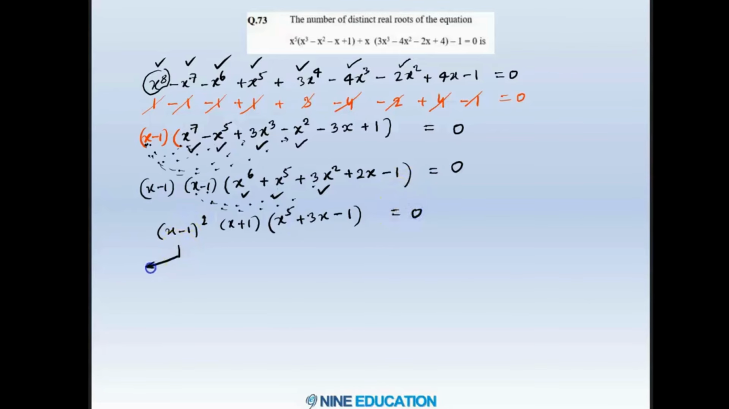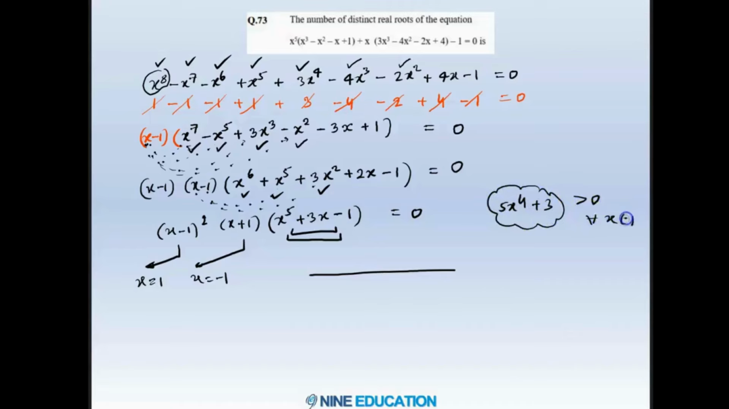Now you can see from here we got x is equal to 1 as the answer. From here we got x is equal to minus 1 as the answer. And we are left with an odd degree polynomial. And we know that odd degree polynomial has at least one root. And if you take this much portion and see its derivative, it is 5x power 4 plus 3, and it is going to be positive for all x belonging to R. Okay, so this much portion x power 5 plus 3x minus 1 is an increasing function.